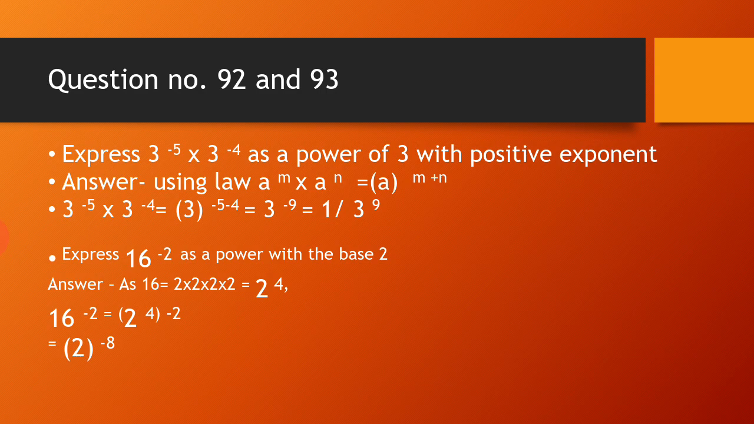So now express 16 raised to power minus 2 as a power with the base 2. Now pay attention here, they want the answer not in the base of 16, they want the answer in base of 2. So as we all know, 16 is equal to 2 into 2 into 2 into 2, that is 2 raised to power 4. So instead of 16, we can also write 2 raised to power 4. So 2 raised to power 4 whole raised to power minus 2.